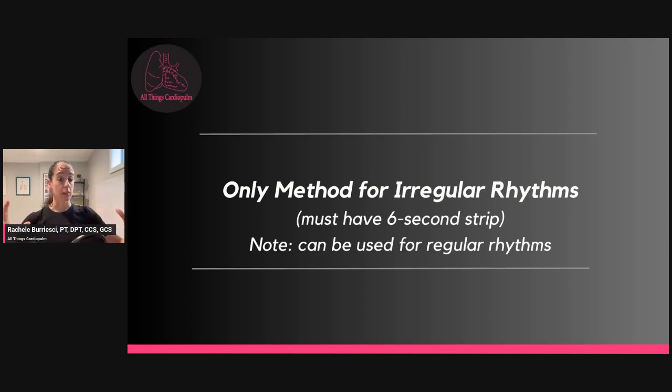So if you have an irregular rhythm, the last 3, can't use them. You have to use this method, but you have to have a 6-second strip to use it. Caveat, you can use it if it's a regular rhythm. There's no harm in using it if it's a regular rhythm as well. But it is the only way to calculate an irregular rhythm by hand, okay?